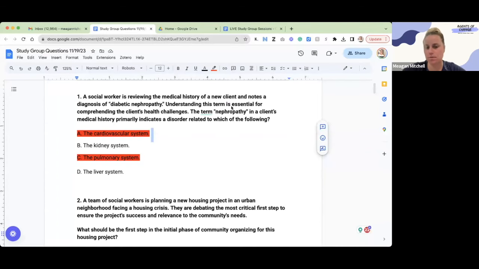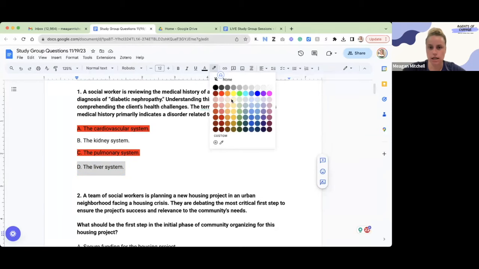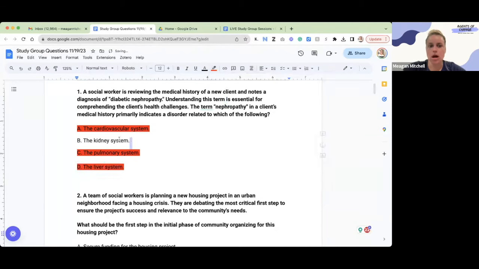Some people said they worked in dialysis, so they knew what that was. And a lot of times, even knowing the basis of some of these medical terms will help you. So it is indeed related to the client's kidney system. So that was a recall. Either you know it or you don't, but you can always try and use process of elimination. Someone said, I didn't know if it was kidney or liver, but I knew A and C were immediately out. So that's also a good indicator as well.